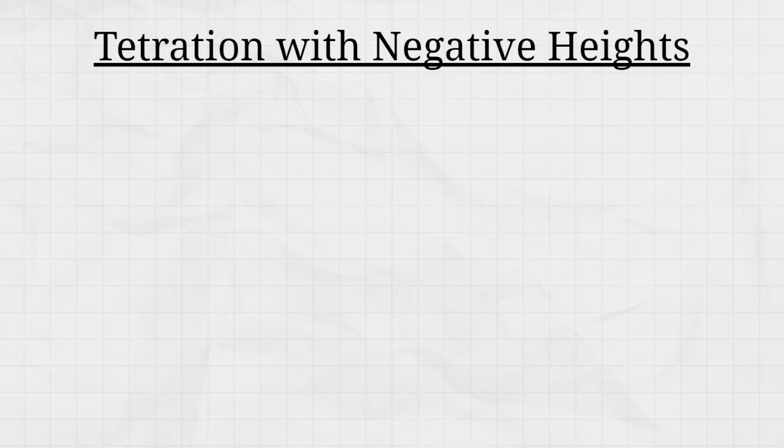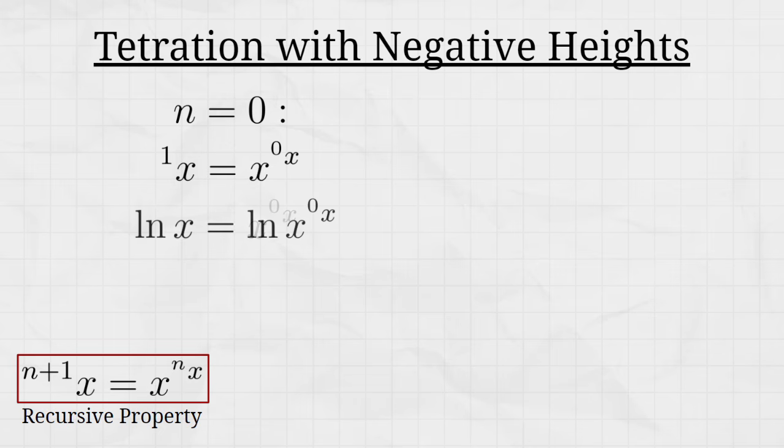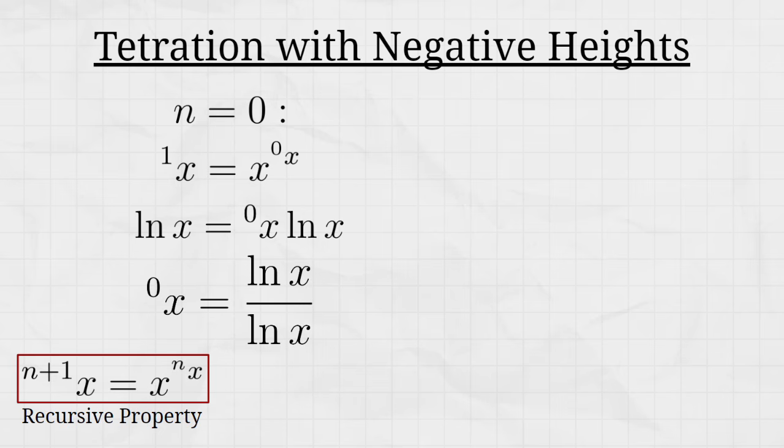Let's try this trick with tetration. Again, we'll be using this recursive property for tetration we found earlier. Substituting n equals 0, we find that x equals x to the 0th tetration of x. To get the 0th tetration of x out of the exponent, we take the natural logarithm on both sides, to find that the natural logarithm of x is equal to the 0th tetration of x times the natural logarithm of x. Rearranging shows that the 0th tetration of x is equal to 1 for all x. Technically, this doesn't work for x less than or equal to 0 or x equals 1, but don't worry about that for now.